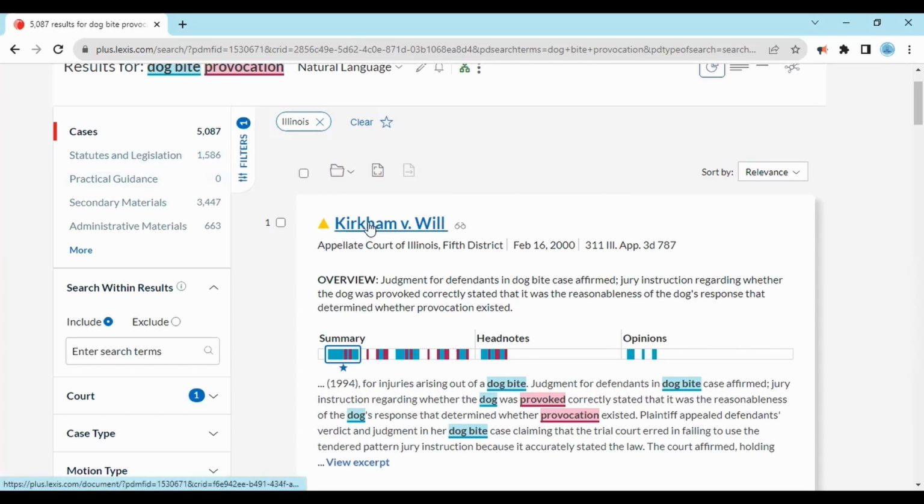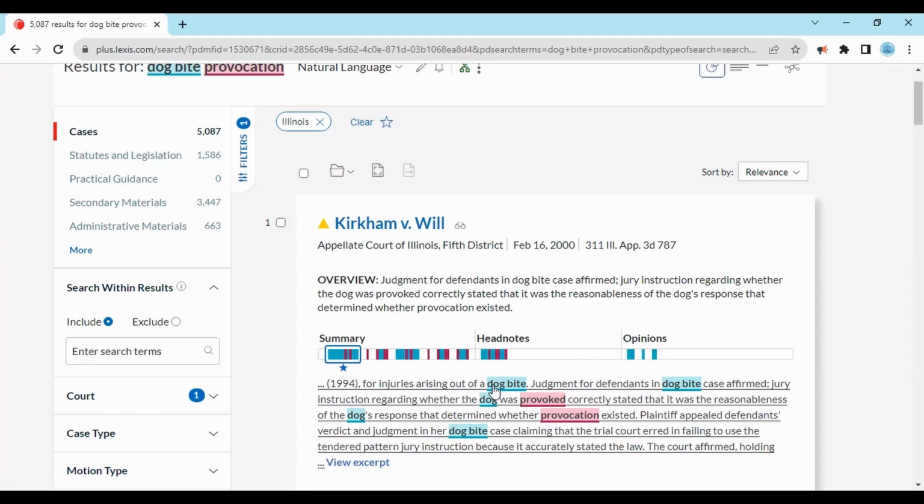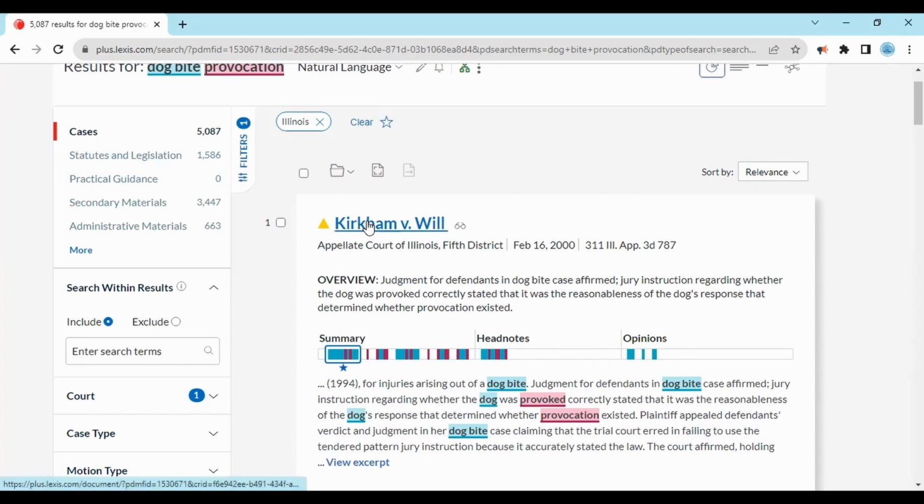So the first one that comes up is CREAC v. Will, and these bars down here are super helpful. So these are showing you your search terms and how often they show up in this case. So dog bite is blue, provoke or provocation is purple or pink, and you can see there's a lot of discussion of dog bite and a lot of discussion of provocation. So CREAC v. Will looks like a really good case.